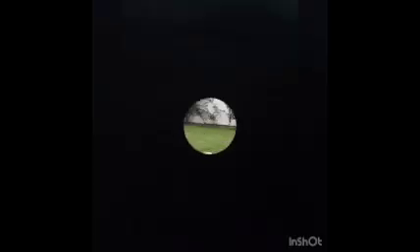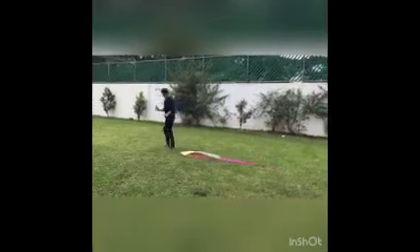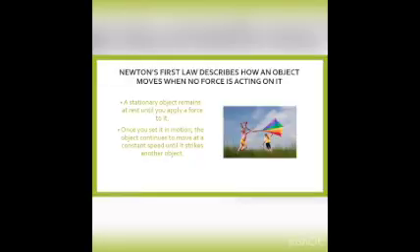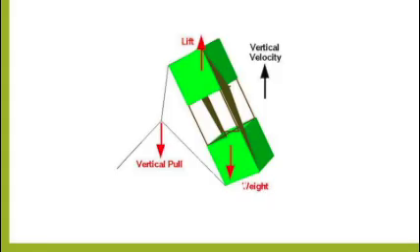Newton's first law describes how an object moves when no force is acting on it. A stationary object remains at rest until you apply a force to it. Once you set it in motion, the object continues to move at a constant speed until it strikes another object.